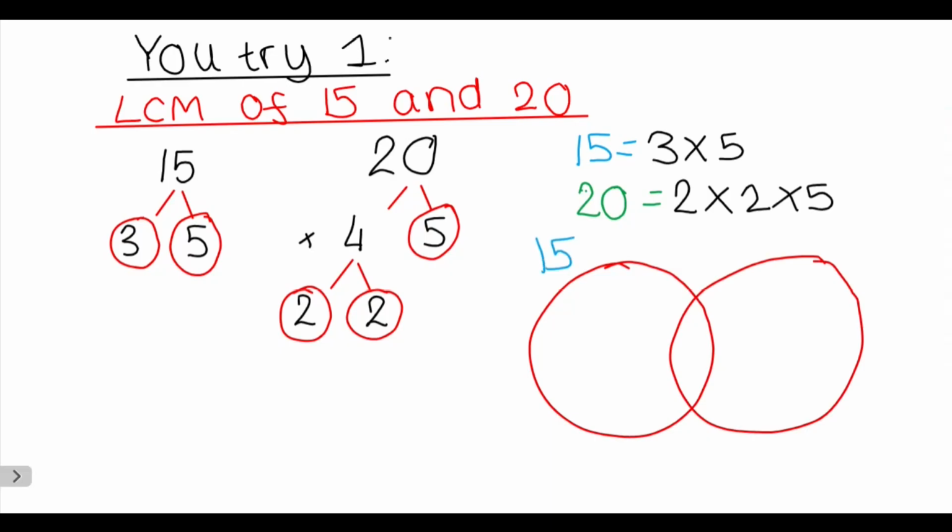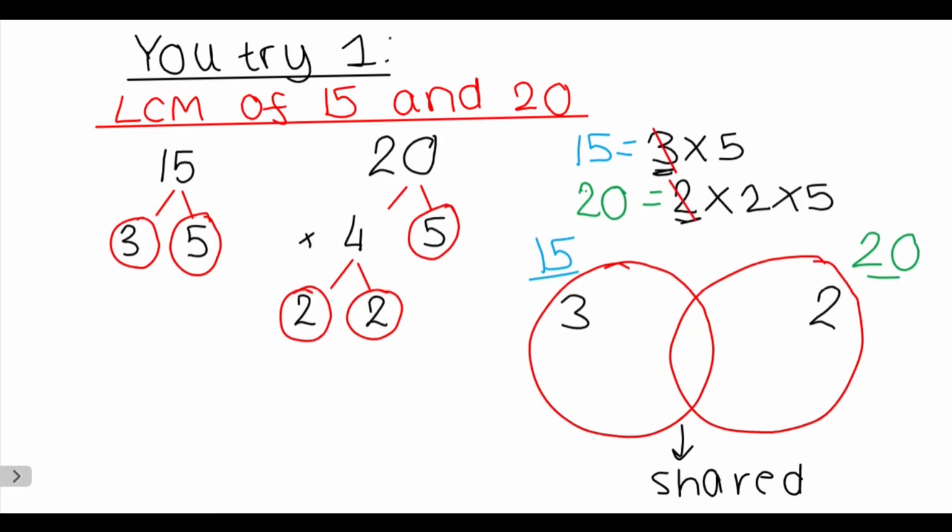And the left side is going to be for 15 and the right side is going to be for 20. And the middle section is going to be the shared section when we put any of the shared numbers inside. So let's have a look at this. As we can see, there's a 3, but there's no 3 in any of the 20s. So we're going to pop that 3 in the 15s column and the 2 in the 20s column.